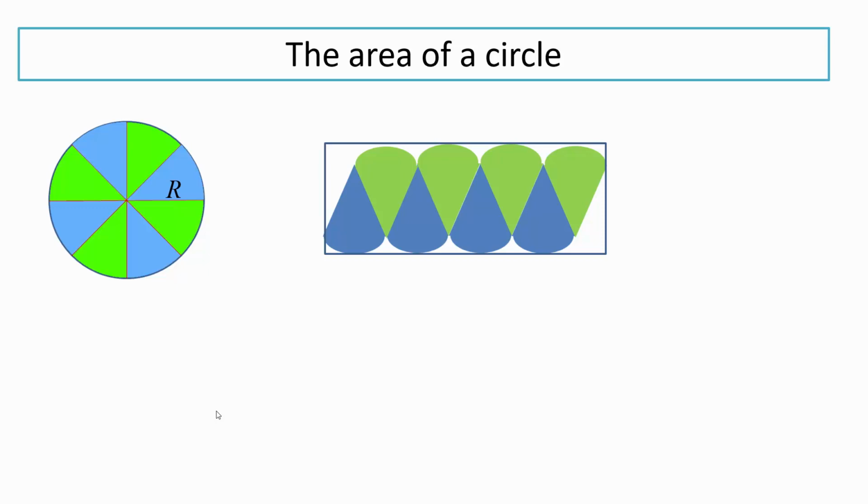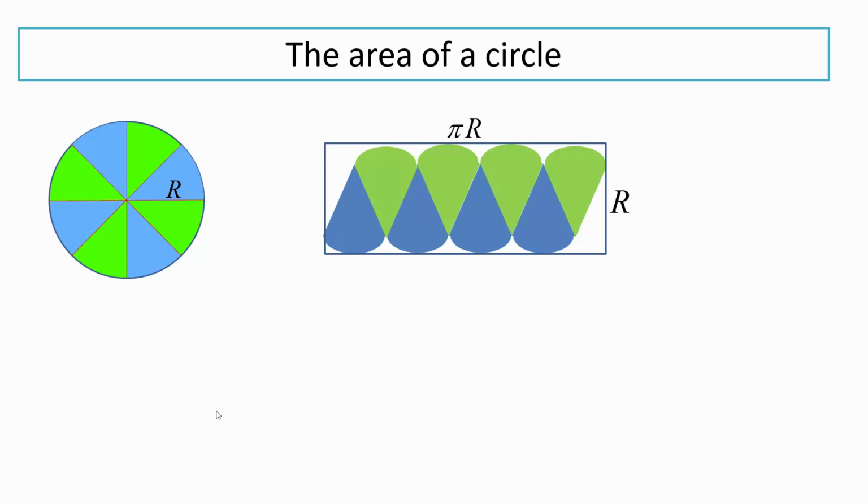Do you see it's made up of half a circle? And what's the length of half a circle? It's half the circumference, isn't it? The circumference of a circle, as I said just earlier, is 2 pi r. So half of that would be pi r. So the length of the rectangle is pi r.